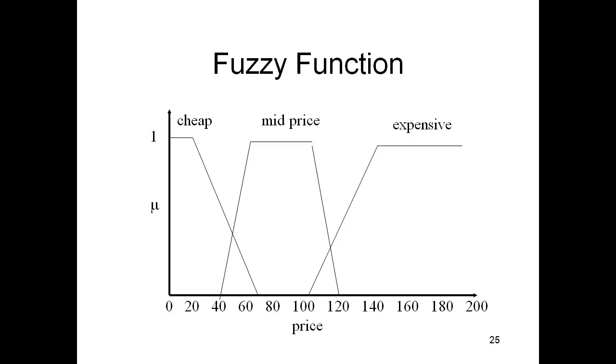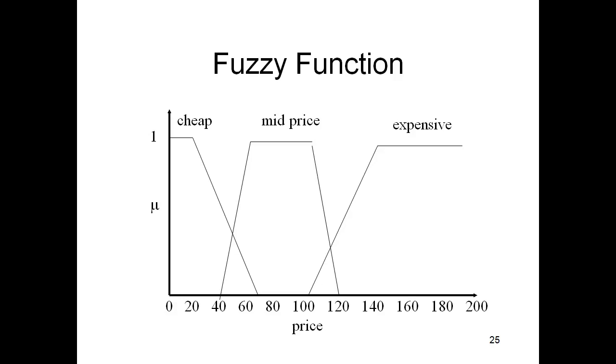We have one data point, one hotel with a certain price. Now we want to have the intersection of cheap and mid-price. We see, the mid-cheap, its membership value for cheap is 0.8. The membership for mid-price is 0. The minimum of 0 and 0.8 is 0.